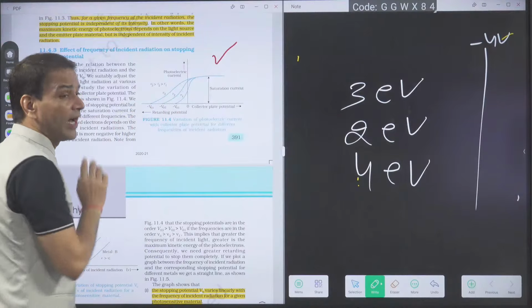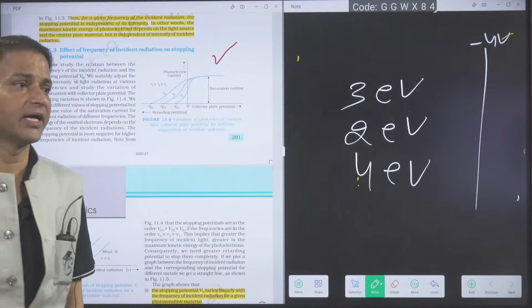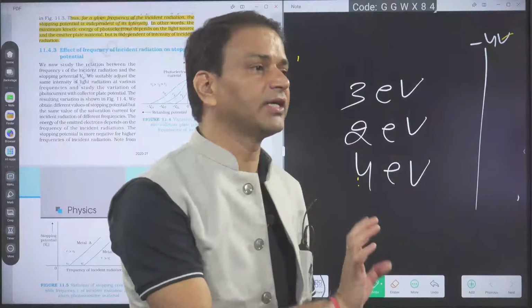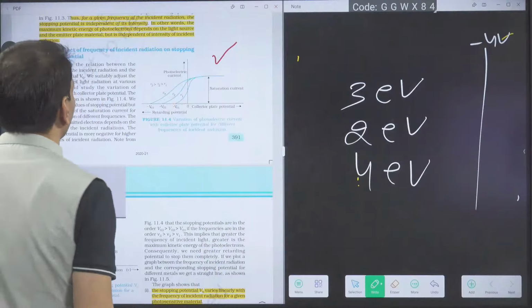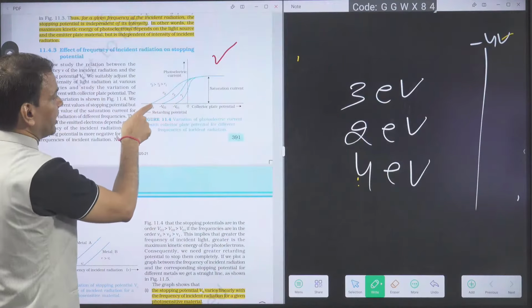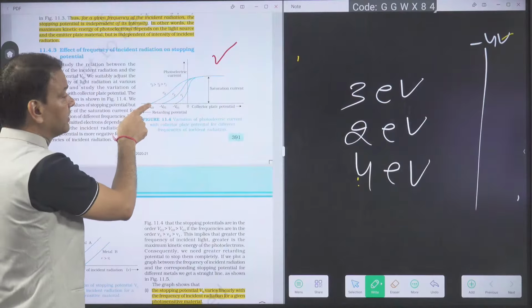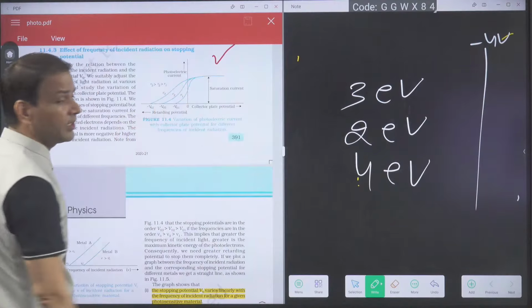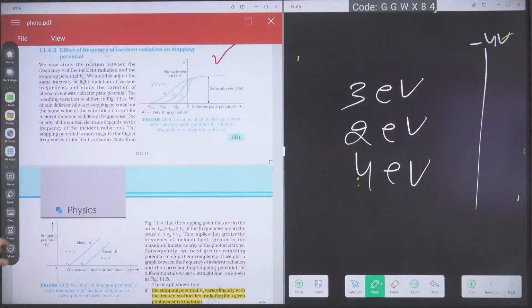Everybody got it or not? Why? The stopping potential or maximum kinetic energy depends upon the energy of the photon. It doesn't depend upon the number. So here I can say for nu3 we require more negative potential to stop. That's why nu3 is greater than nu2 greater than nu1. Okay.